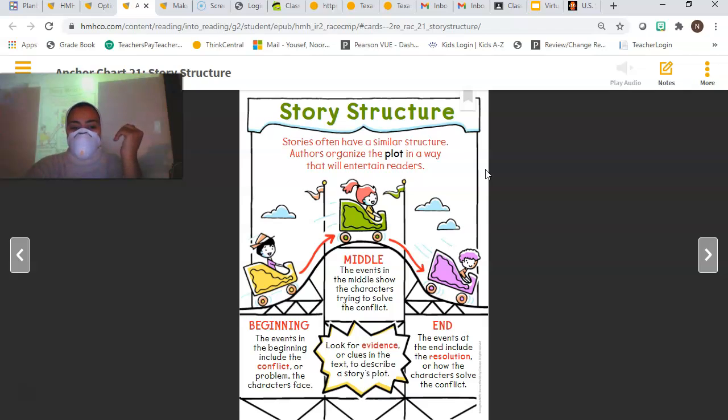When you're writing a story, the beginning part are events that include a conflict or a problem that the characters face. So what's the problem? So we're going to be focusing on If the Shoe Fits, the story we read yesterday. We're going to really be focusing on the beginning of the story and what the problem was. And then we're going to talk about the middle of the story, and that's the events or the things that happened in the middle to try to show how the characters solve their problems. And then we're going to talk about the end, which is events that include the resolution or how the characters solve the problem, okay? And then we're going to look for evidence or clues in the text to describe a story's plot.